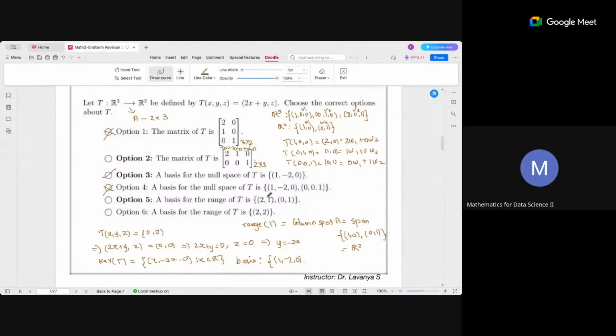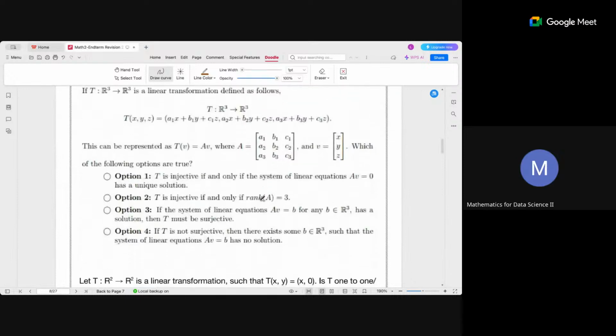So if instead of these vectors, you have any two linearly independent vectors, then it is going to be a basis for range of T. Correct? So here this is also a linearly independent set in R2. Hence this is a basis for range. Clear? This is obviously incorrect because only one vector is there. Okay, so this problem is clear for everyone?